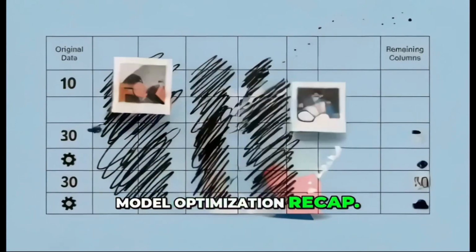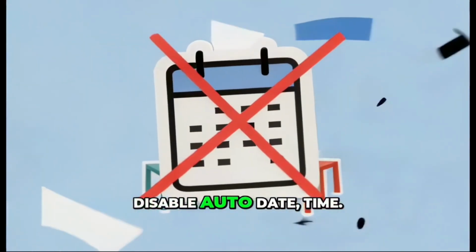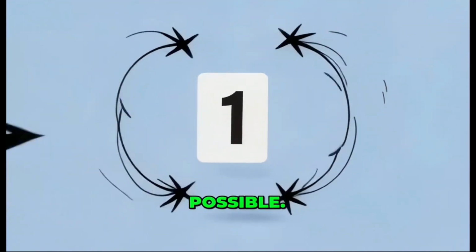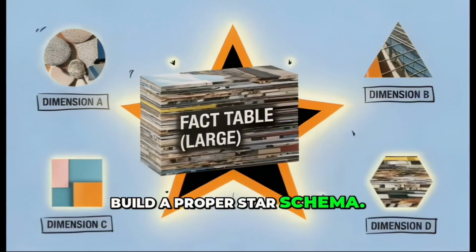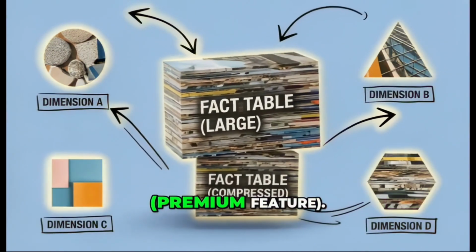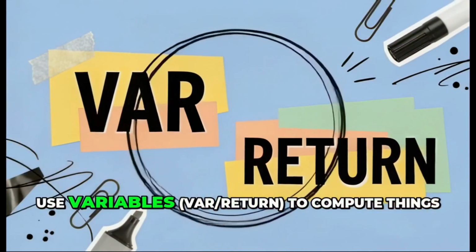Model optimization recap. Remove unused columns and tables. Disable auto date/time. Use integer keys for relationships where possible. Build a proper star schema. Use aggregations for very large fact tables, a Premium feature. DAX optimization: use variables.